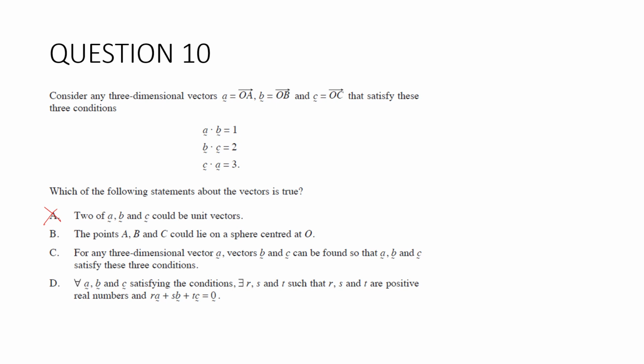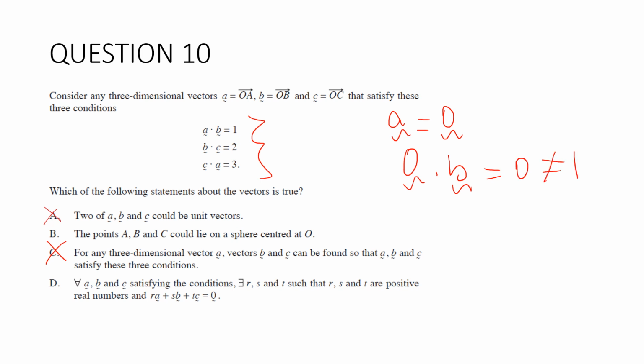Now I'm going to skip B and have a look at C. For any three-dimensional vector A, vectors B and C can be found so that A, B, and C satisfy these three conditions. Now this one's actually obviously not true, and I'll tell you why. Suppose that A is the 0 vector, and then 0 dot B would equal 0, wouldn't it? It's not equal to 1, and so this will contradict that first statement. So it's not C.